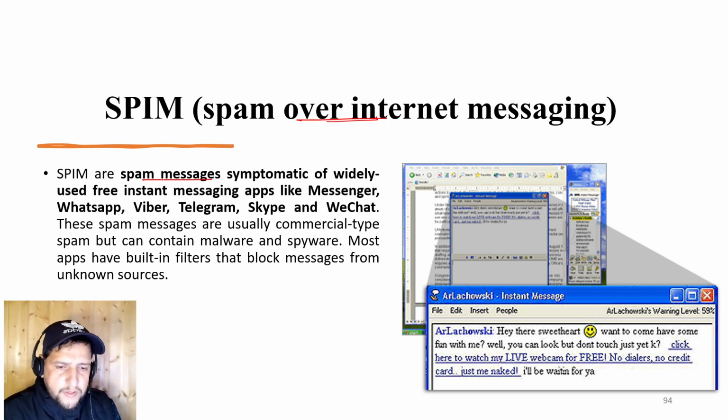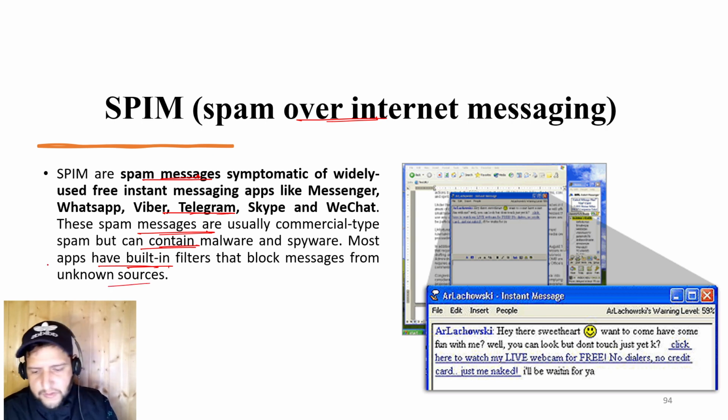SPIM is spam over IP. So these are spam messages that appear on widely used free instant message apps like Messenger, WhatsApp, Viber, and all. These messages are usually commercial-type spam but can contain malware and spyware. Most apps have built-in filters that block messages from unknown sources.